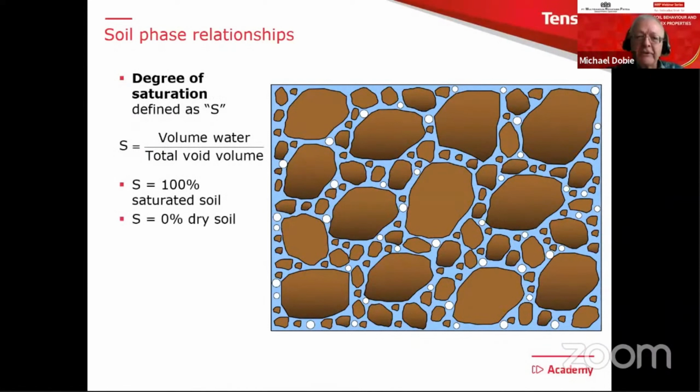And then another one is the degree of saturation, which is simply a measure of the amount of air in a sample, and it's the volume of water divided by the total volume. So if it's 100%, it's saturated, and if it's 0, it's dry.